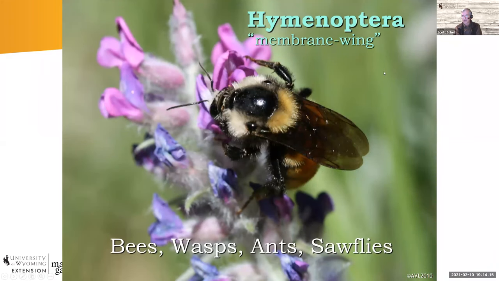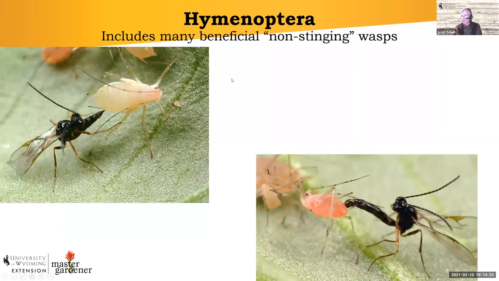Hymenoptera, membrane wing is what that refers to. So that's a big order: bees, wasps, ants, and sawflies. The vast majority of Hymenoptera species are beneficial non-stinging wasps. Now these aphids would go, hey, that doesn't sound like a good name to me, because what they're showing here are these aphidius species wasps inserting eggs into these hapless aphids.